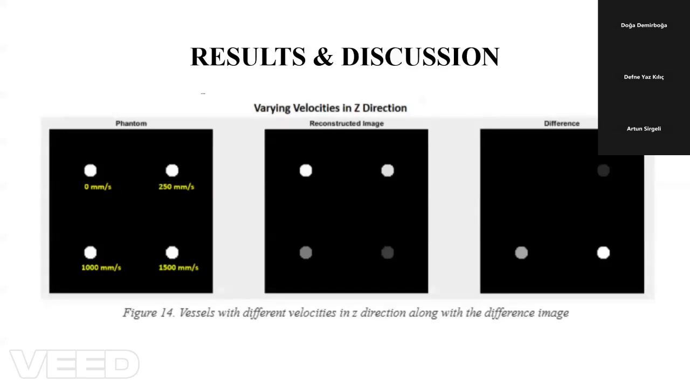And here we are seeing varying velocities in the z direction. As it can be observed from the difference plot, the magnitude decreases as the velocity increases, and the main reason behind this magnitude loss is the effect of the signal washout.